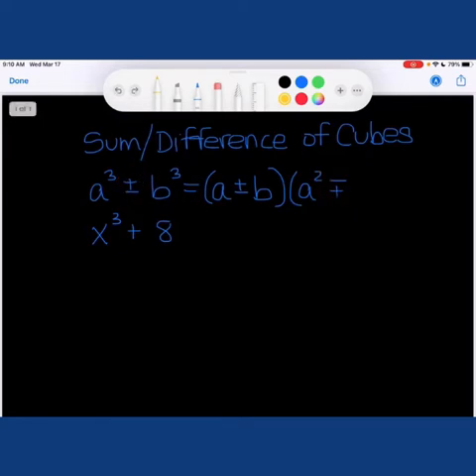All right, then ab, and then plus b squared. So the first sign is the same, the second sign is the opposite, and this last one is always positive. So we use the phrase SOAP. That means same for the first one, opposite for the second one, and then always positive for that last sign.